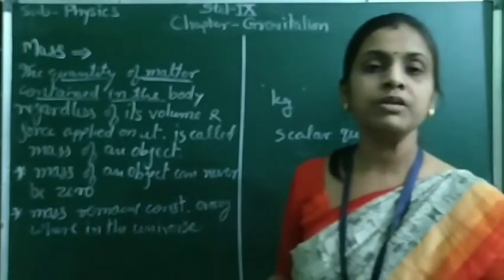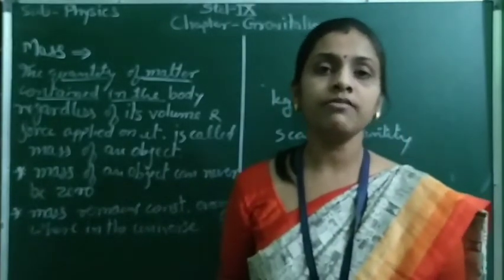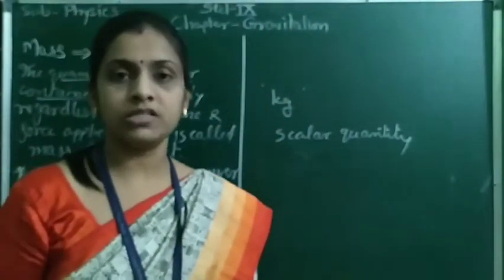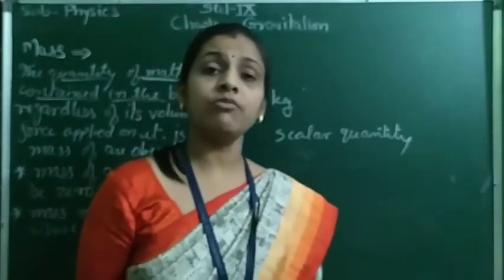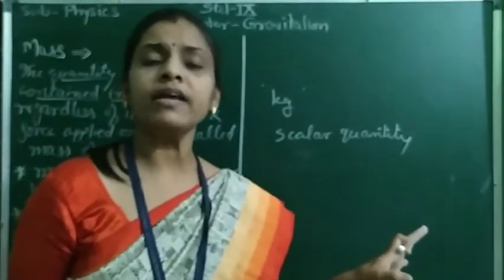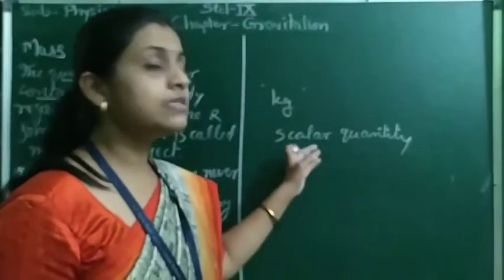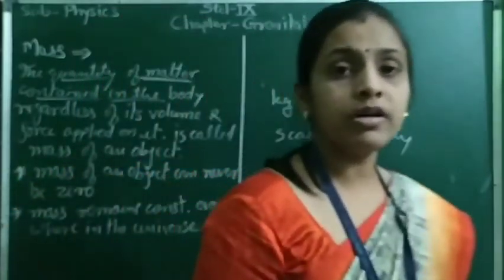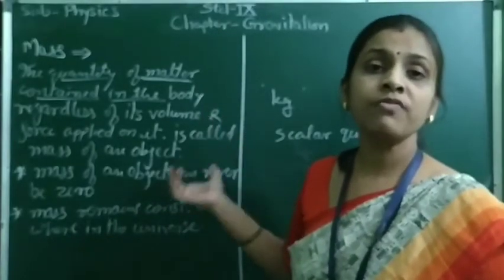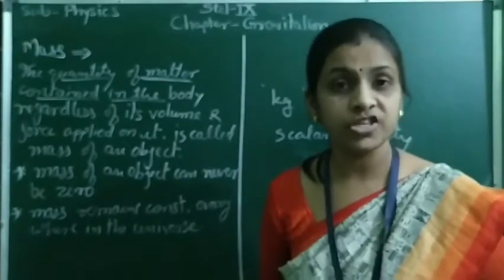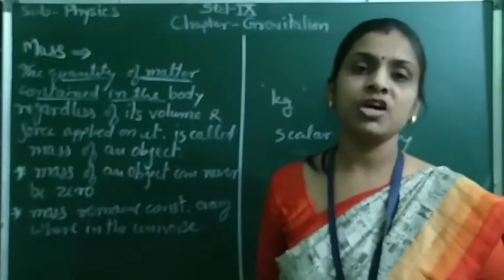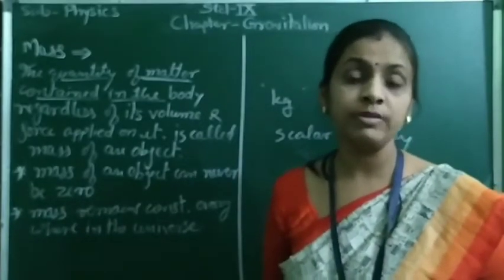Already in the first chapter we have learned about scalar and vector quantities. Scalar quantity means the quantity which has only magnitude and does not require direction, and vector quantities require magnitude as well as direction. So mass is the quantity which does not require any direction to measure, and therefore it is a scalar quantity. Again, one more important thing: the mass of an object is the measure of its inertia. Inertia totally depends upon the mass. If mass is more, then inertia will be more. If mass is less, then inertia will be less.